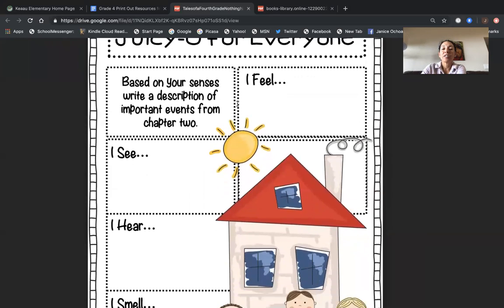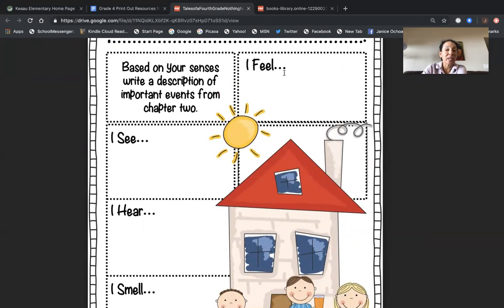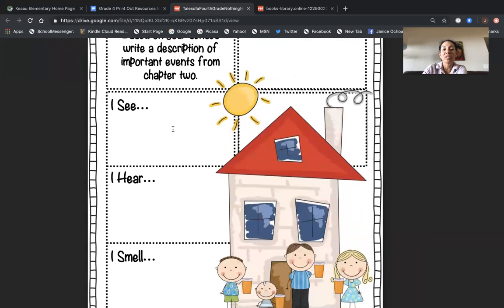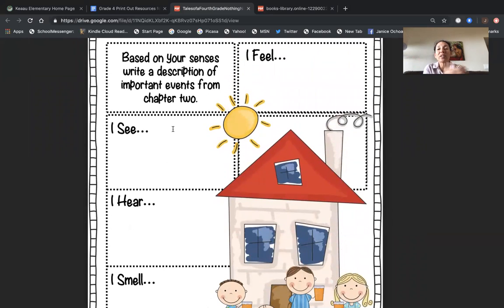So describe in each of these boxes, when you read the text or when you heard it read aloud to you, what did you feel? What did you see? What did you hear? What did you smell? Because good readers, when we are reading something, it makes us really feel something. And you know what? Brain research, scientists have said that when you're reading something and your brain is taking it all in, it feels to your brain like it's actually happening. So describe your different senses in each of these boxes.